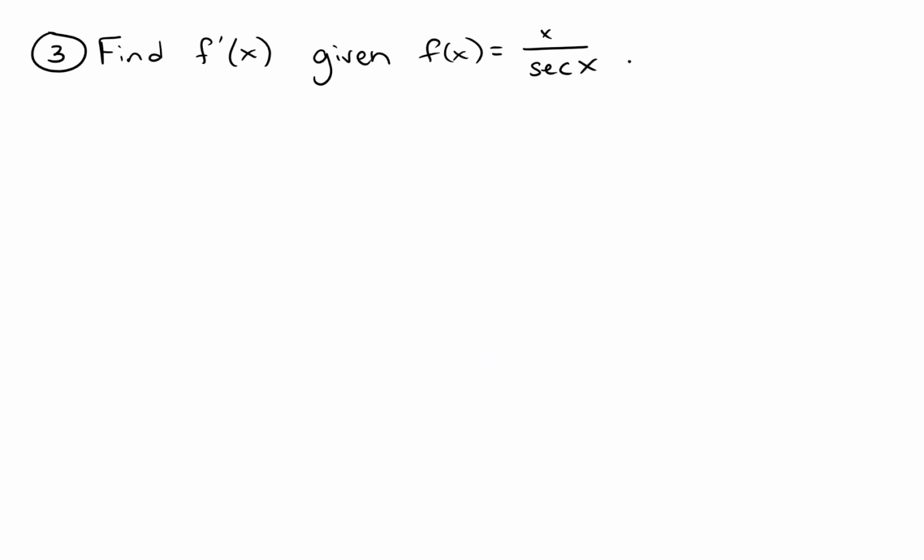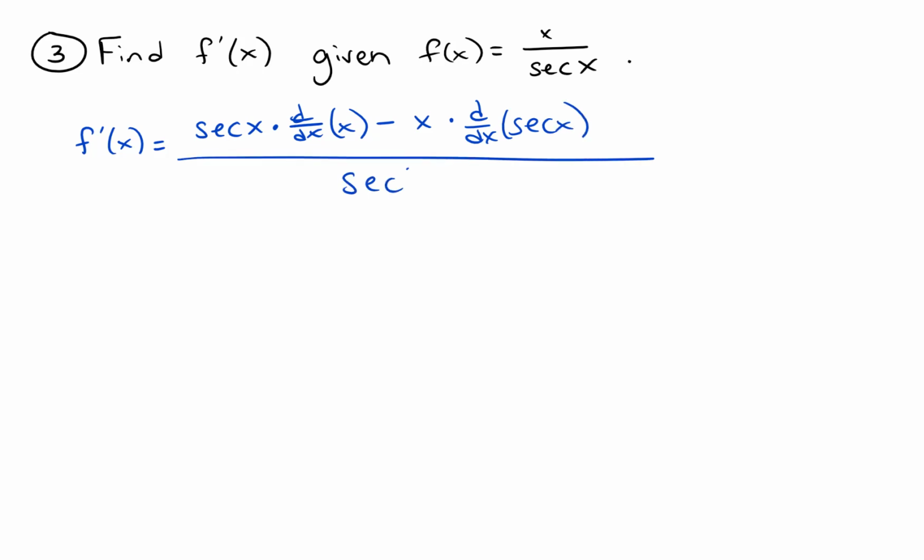For example 3, we want to find f prime of x given that f of x equals x divided by secant of x. So this looks like a quotient rule. We have that division happening. So if we apply our quotient rule, we have secant of x multiplied by the derivative of x minus x times the derivative of secant, all over secant squared.